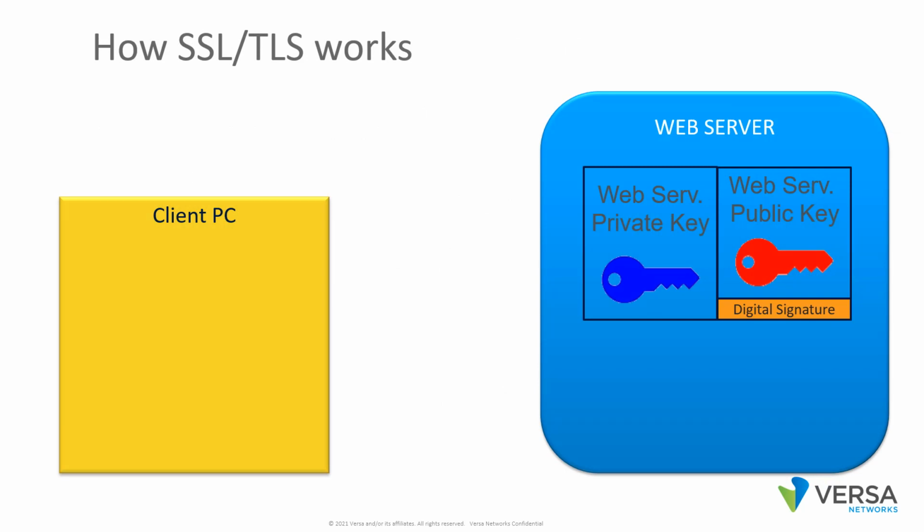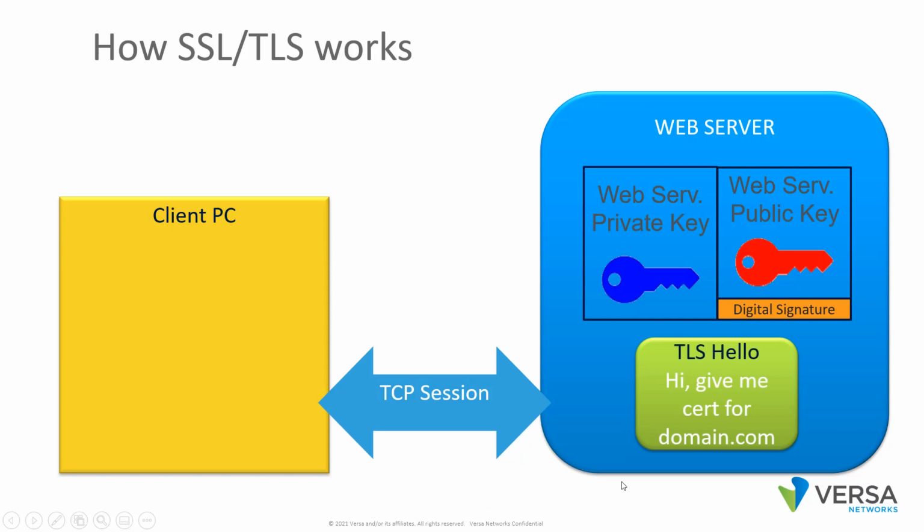Now let's review how SSL TLS works. Imagine that you have a client PC, so you have your browser or your computer, laptop, maybe phone or anything, and you want to open a web page. So first thing that you or your client will do is the establishment of the TCP session. There's going to be a three-way handshake and the session is established. Next thing, your client PC will generate a so-called TLS hello, which will be sent to the web server, and it will say like, hi, please give me a certificate for the domain.com, which you are trying to open from your web browser. This is very important because on the web server there might be multiple different websites and multiple different certificates, and TLS hello is sent because we want to request the specific certificate which we want to use for this session.